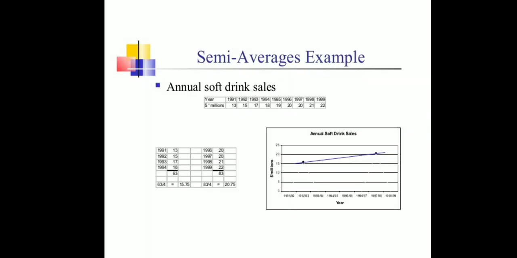Semi-average, one more example. This is all about this. The next method is curve fitting by least squares and the method of moving average. We will see it in the next class. Thank you.